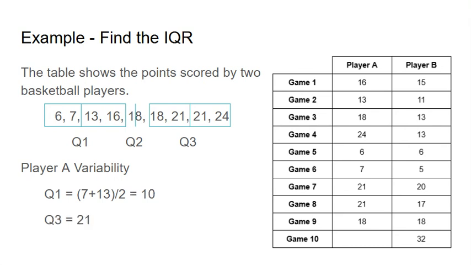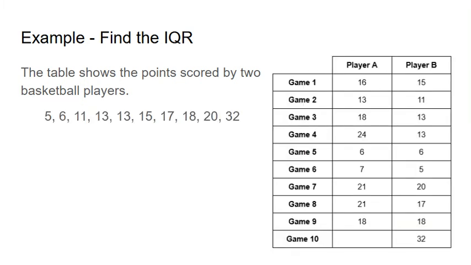And because the second half is split between two numbers, but those numbers are the same, I can just go ahead and say that Q3 is 21. Last but not least, I need to figure out how far away Q3 and Q1 are by subtracting, and I get 11.